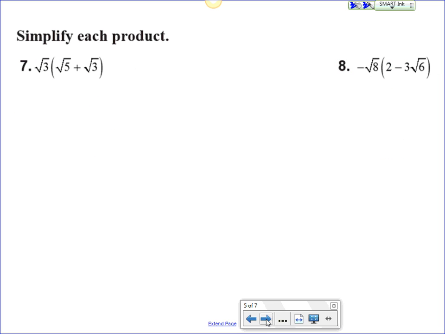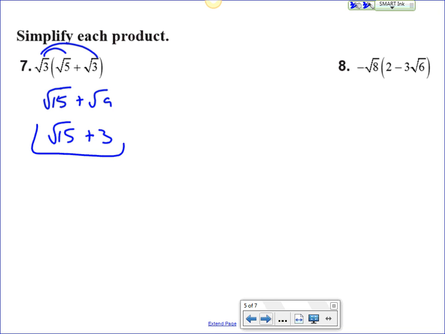Okay. How about these now? If we're doing a product, which simply means we're going to multiply, we're still going to use the distributive property here, just like we would before. So if we distribute, we'd have a root 15 plus root 9, but that would simplify to root 15 plus a 3.